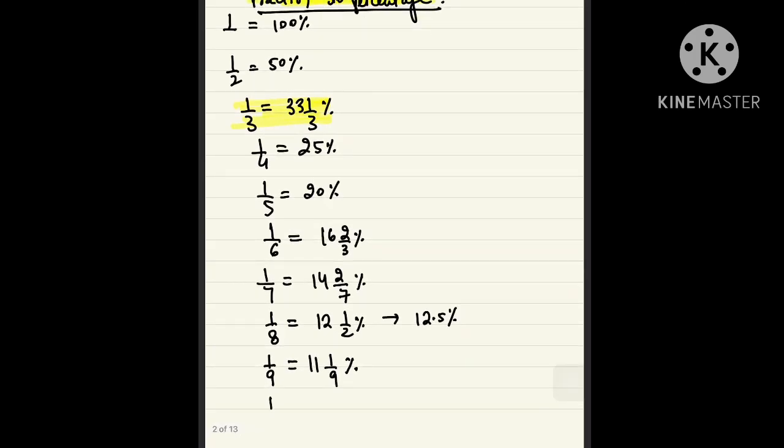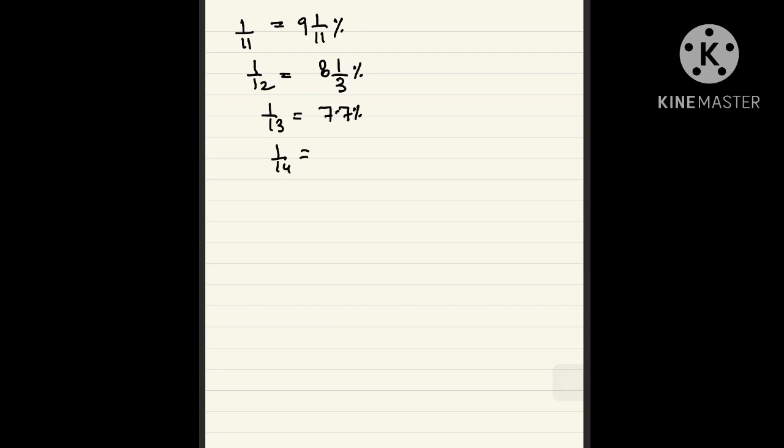Next we have 1 by 10. It is obviously 10%. So we have 1 by 11. That is 9 1/11%. 1 by 12. That is 8 1/3%. Okay. 1 by 13 is 7.7%. 1 by 14 is 7.14%. 1 by 15 is 6.66%. Okay, so here you can derive the percentages from the previous percentages we have discussed here.